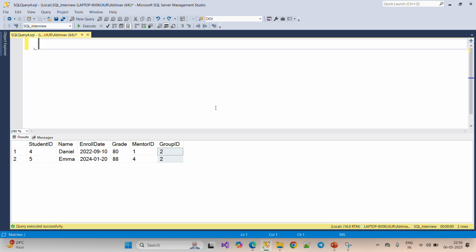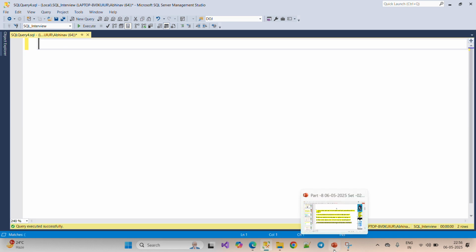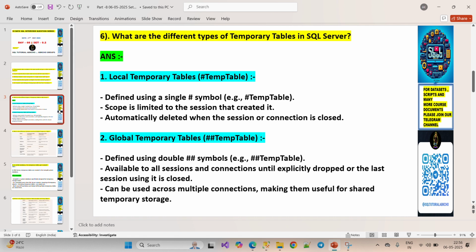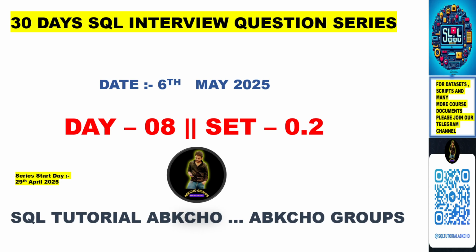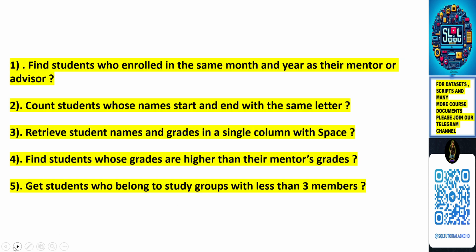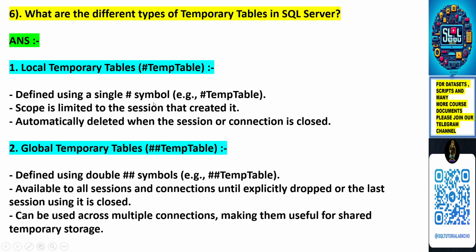Next, remove this. From the sixth question, the theoretical part starts. We will increase our screen size so that it is visible properly to you and to us. Move on to question number 6. What is the question? What are the different types of temporary tables in SQL Server?